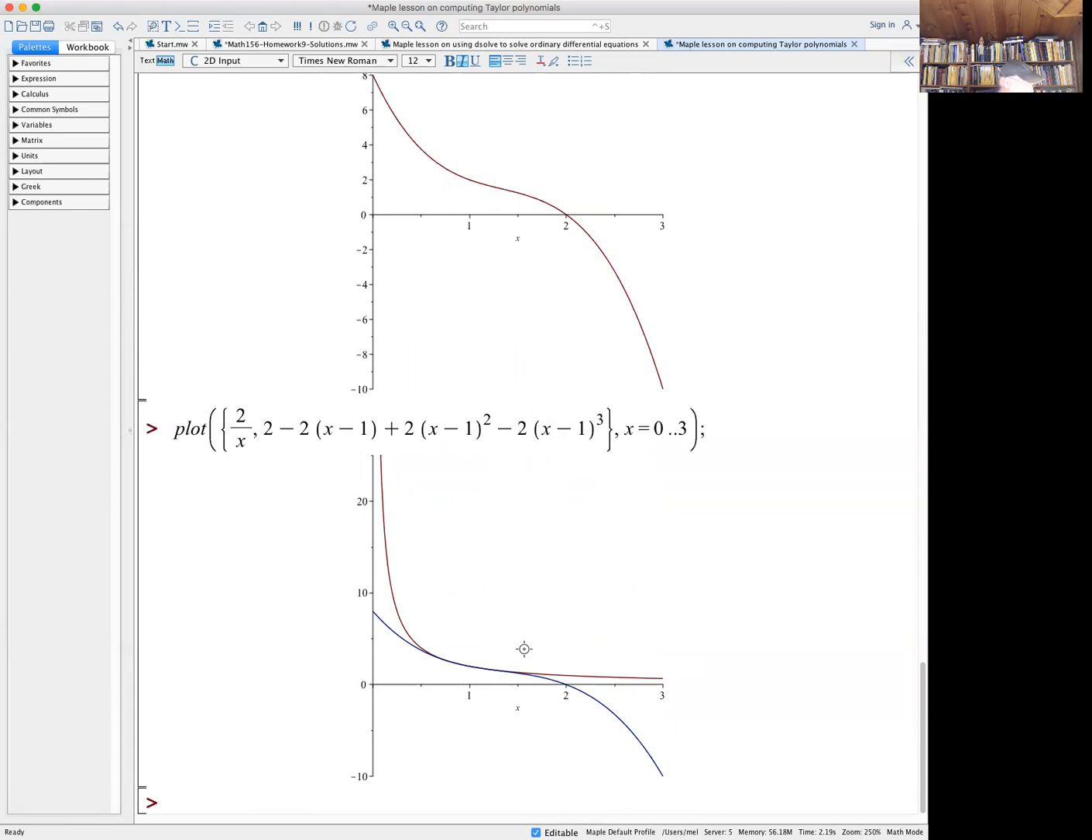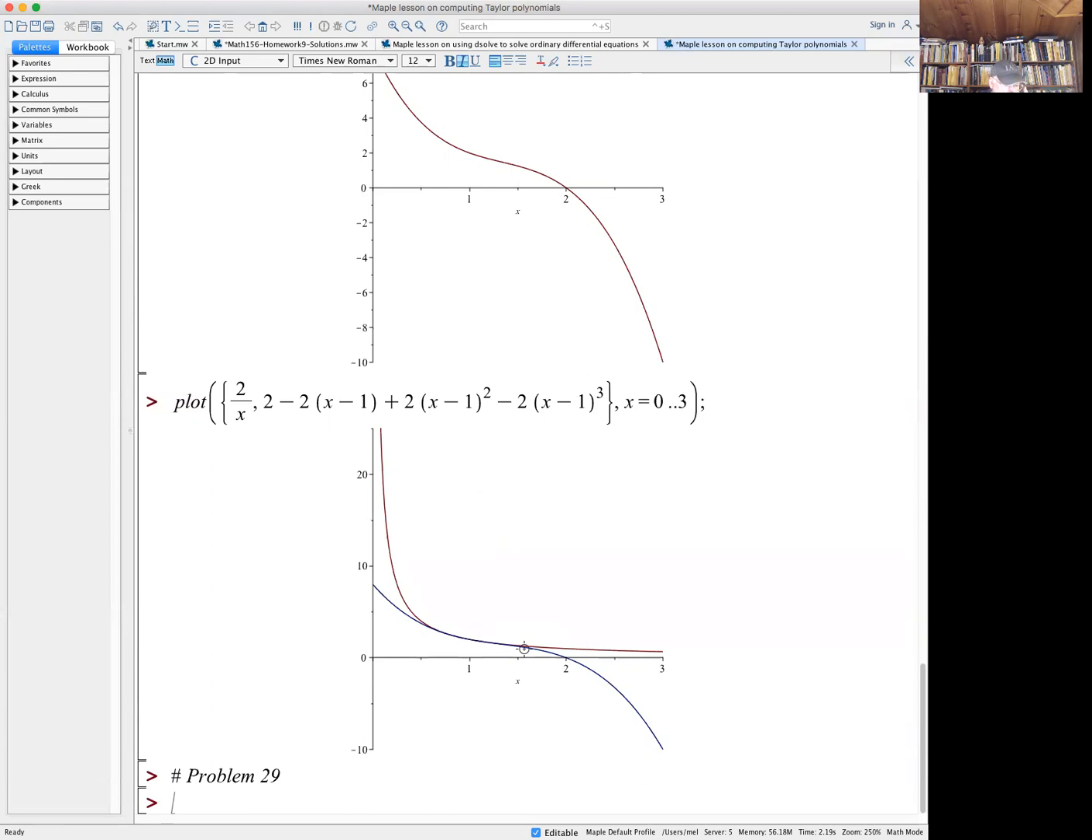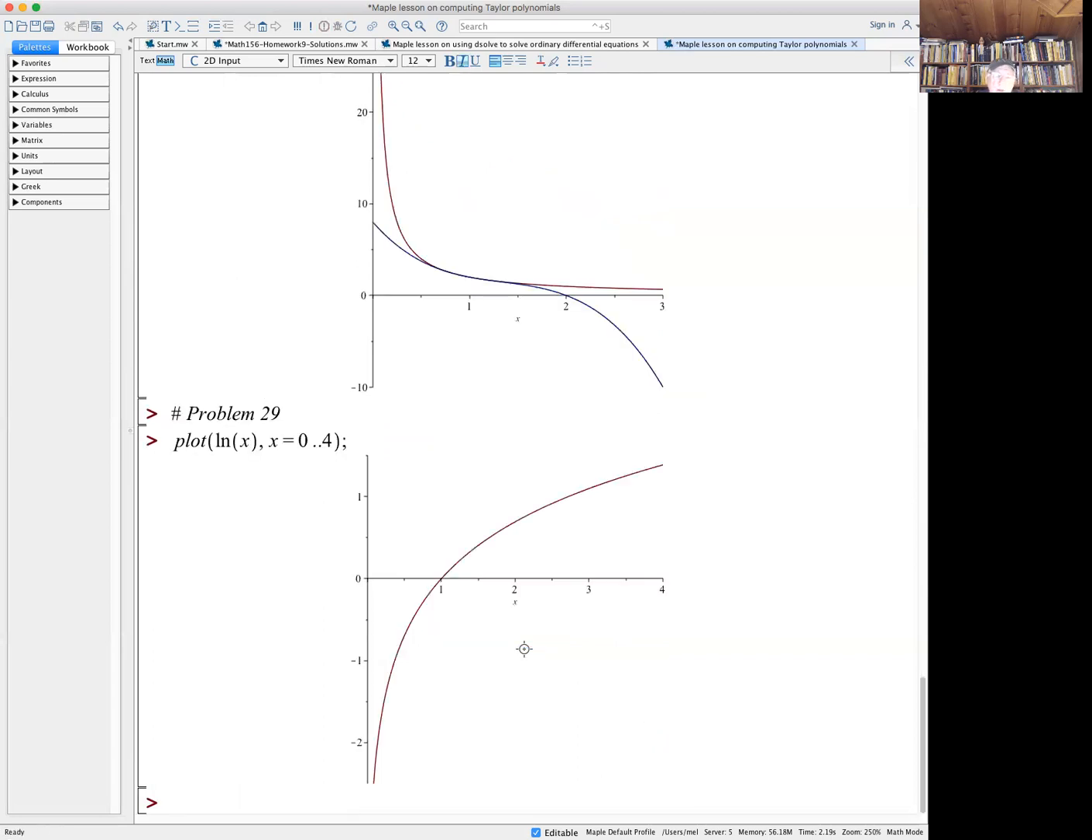It really is interesting. Let me do one more example in the same section. Problem 29. So we're looking at the function log x, centered at c equal 2. So I want to find, well, actually, let's just look at this. So suppose I plot ln of x going from 0 to 4. That's what it looks like.